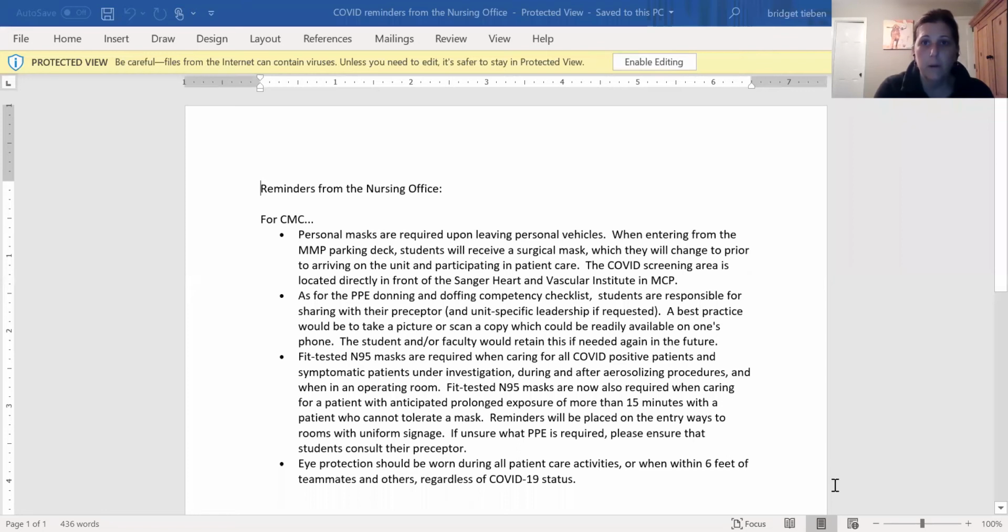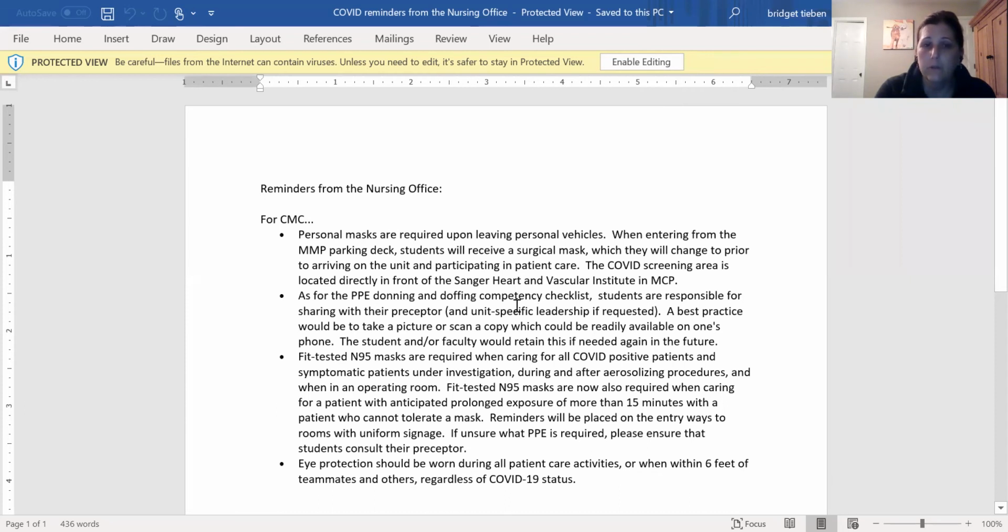Let's see, this one, COVID reminders. This is also in your Preceptor folder. You guys should not have any problem finding that. Here it is. So, reminders from the nursing office: personal masks are required upon leaving your vehicles. When you enter through the deck, you're going to be asked to change into a different mask.